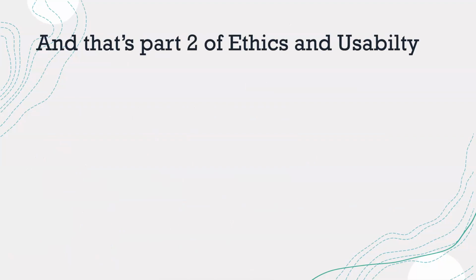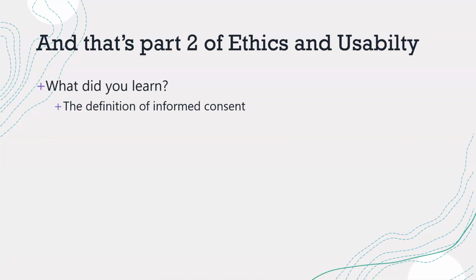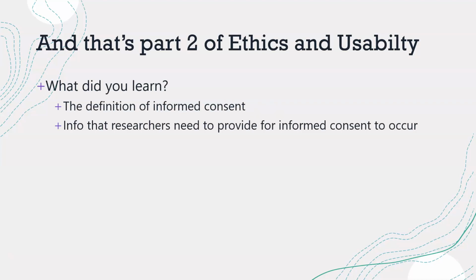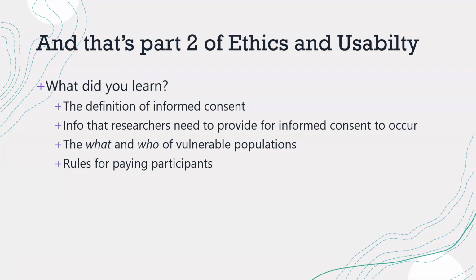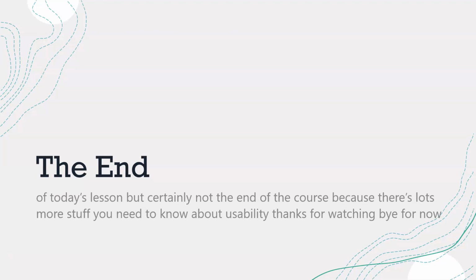That's part 2 of ethics and usability. So what did we learn? We talked about the definition of informed consent. We talked about information researchers need to provide. We talked about what vulnerable populations are, who is in those vulnerable populations, and we also talked about rules for paying participants ethically. That's the end of the video lecture.